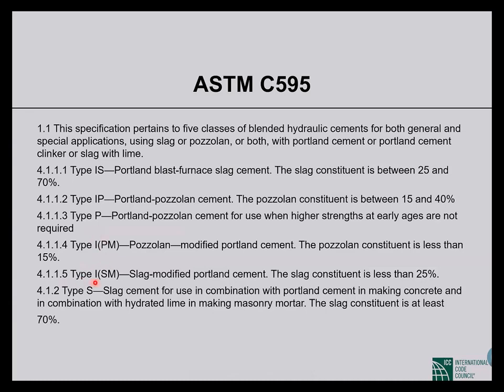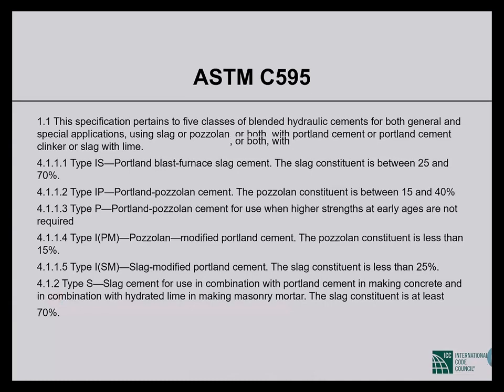Type I(SM), slag modified Portland cement, that is basically Portland cement where a certain percentage of slag is mixed, less than 25% slag. So slag modified Portland cement. Type S, slag cement for use in combination with Portland cement in making concrete. So this is like CEM III. A very large portion of slag is used in this type of cement. It's mostly slag, a little bit of clinker. So this is like CEM III, blast furnace cement of EN. So these are the different types of blended hydraulic cements that are specified.